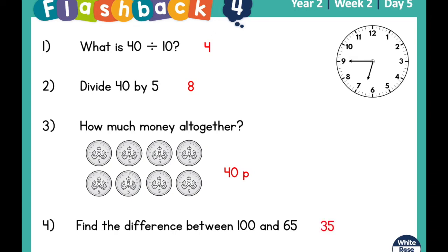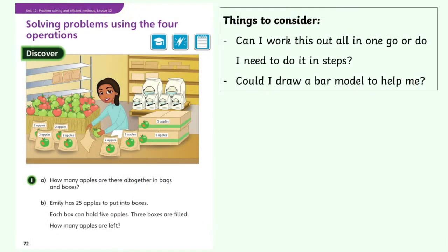Let's move on and have a look at today's Power Maths lesson. Okay, here's our Discover for today. So you can see we've got somebody here who is packing apples into bags and boxes. The bags take 2 apples and the boxes take 5 apples. And question 1 today says how many apples are there altogether in bags and boxes? And part B says Emily has 25 apples to put into boxes. Each box can hold 5 apples. 3 boxes are filled. How many apples are left?